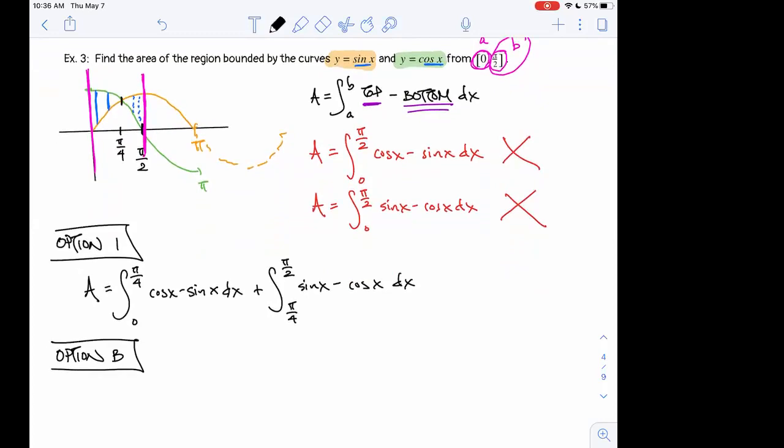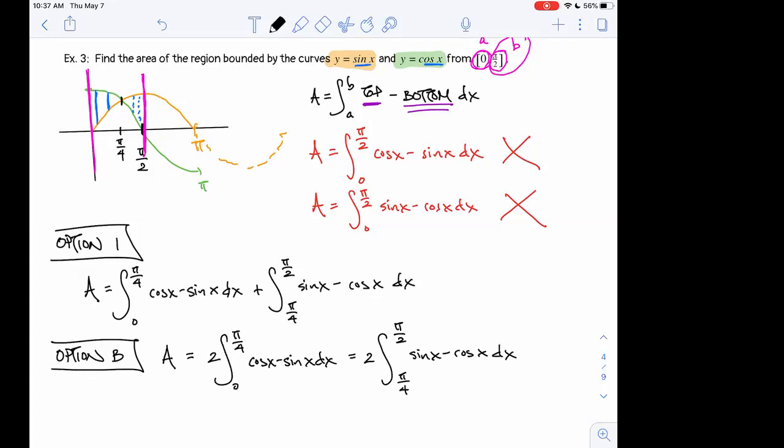Another option, which you can only use in certain cases, including this one, is the idea of symmetry. So I can say that my area is going to be the integral from 0 to pi over 4 of cosine x minus sine x dx. That's that first area, but because I know it's equal to the second area at the end, I'll just go ahead and double it. So that's valid. If you wanted to, you could also find the area of the second one and double that.